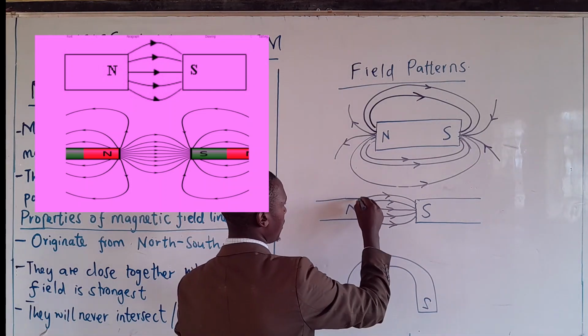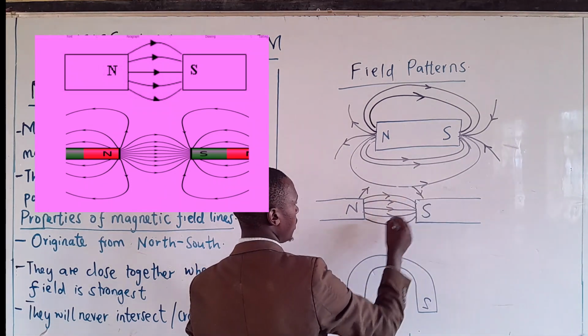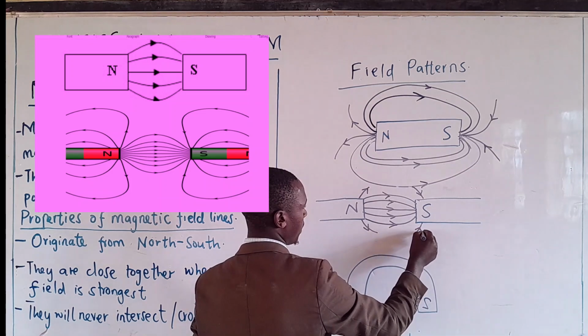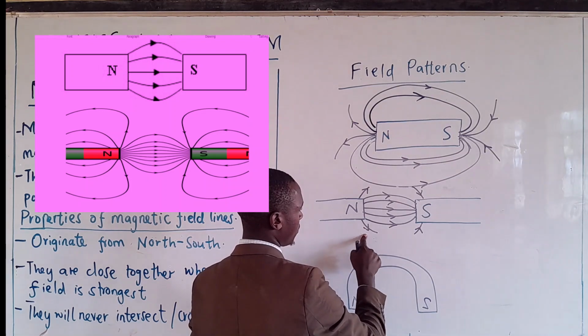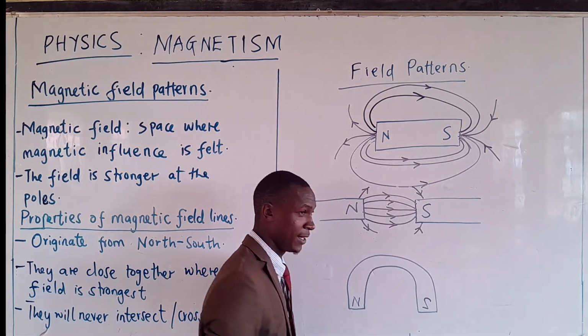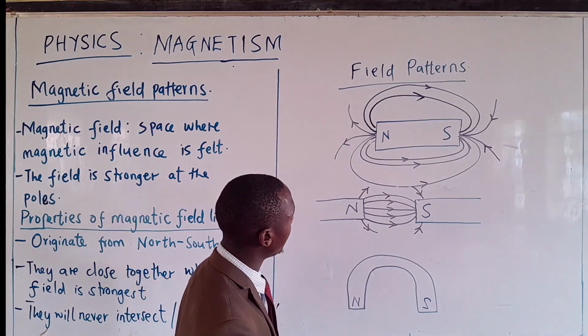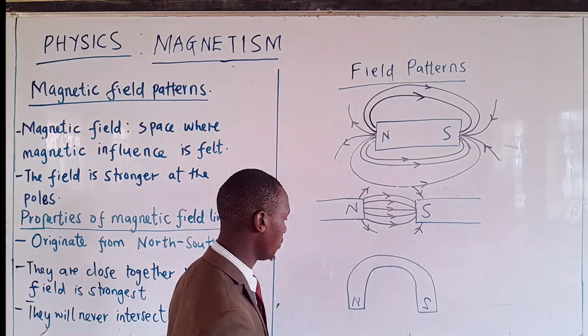And of course we could also have more moving from north to south. You can even add more from north to south, and so on. So the direction has to be from the north to south. So we could also have a horseshoe. How do we draw the magnetic field lines for a horseshoe?